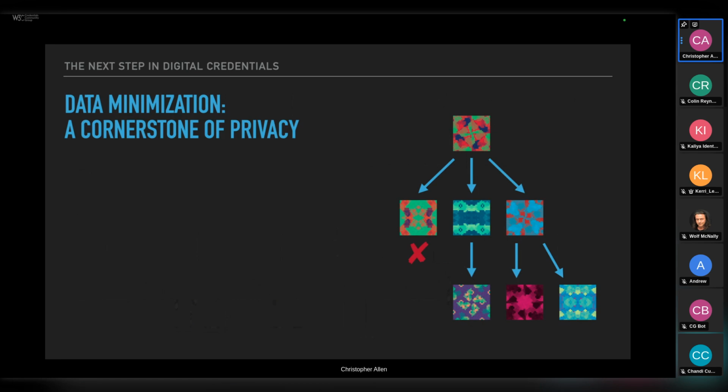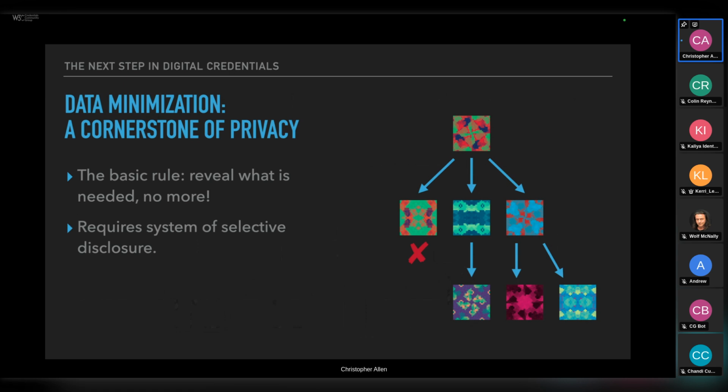So this really allows for data minimization, which is the cornerstone of privacy. The basic idea is to reveal no more than what is needed. That's the bottom line. Any kind of data minimization, in my opinion, requires some system of selective disclosure. There are a number of other approaches. I think this is one of the better ones, because holder-based, hash-based elision allows students, as holders, to make all of the initial decisions about how things are going to be shared.